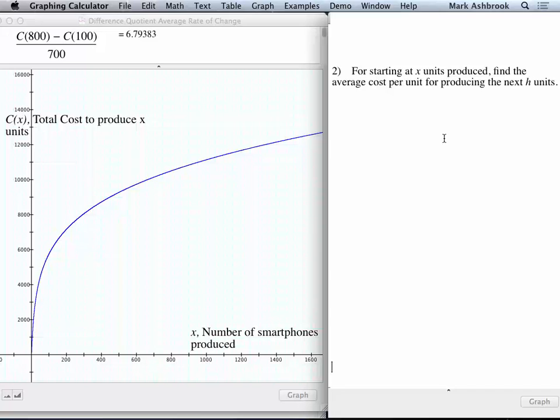So now I want to start at any number of units, say right there, and end at some other over here. This is what we're talking about. So we're going to start at some number of units produced. We're going to have some increase in the number of units, and we're going to have an ending number of units, or smartphones.